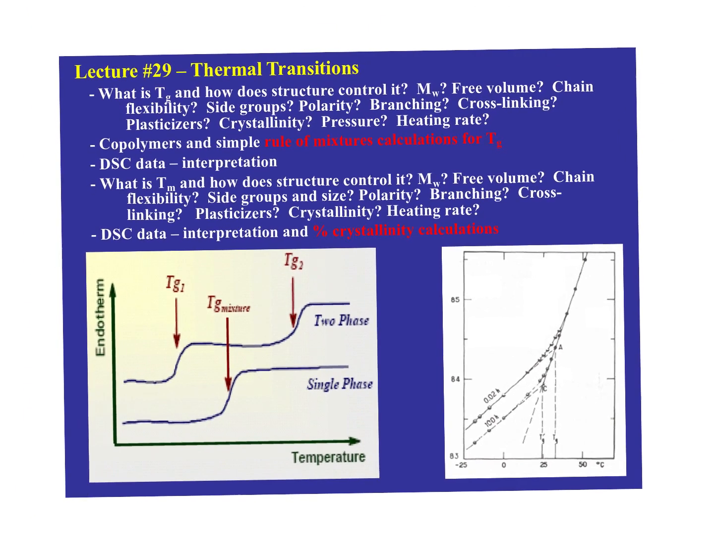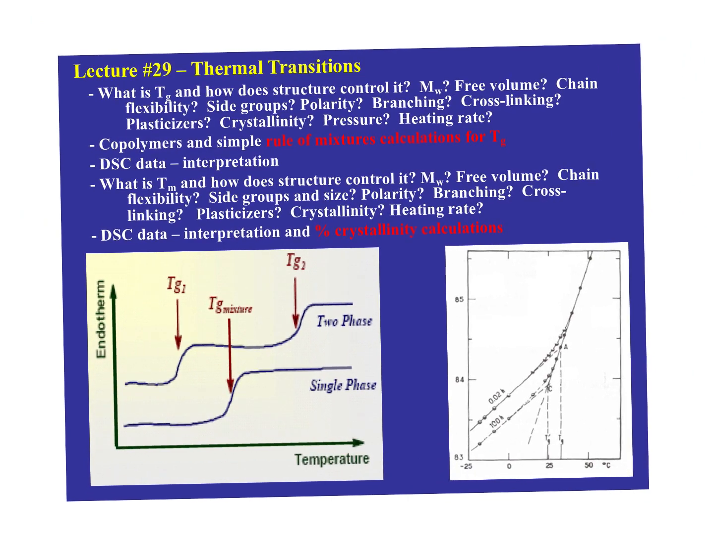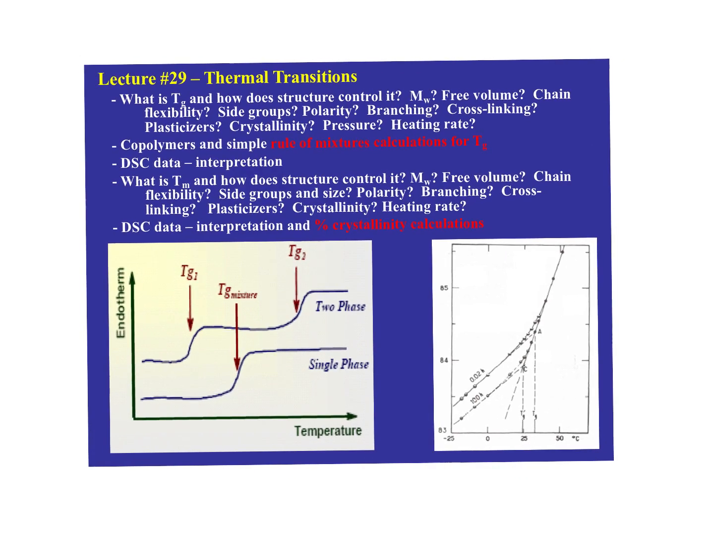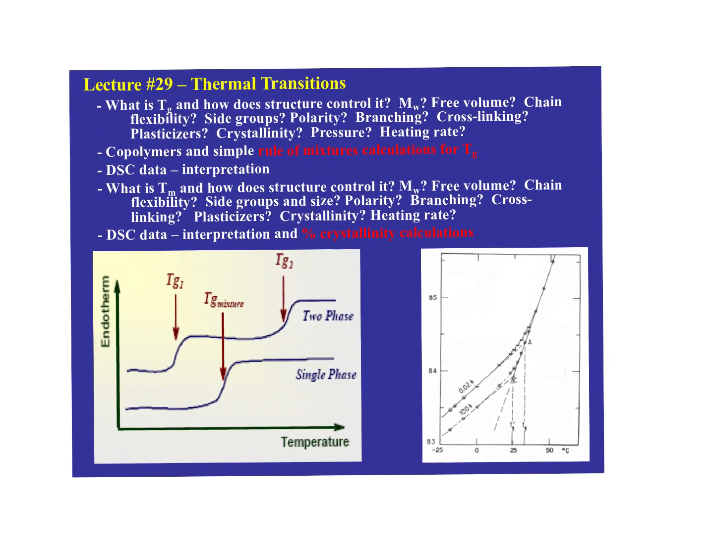And then, of course, thermal transitions. And so you should know what TG is and how structure can control it. It's one of those abstract things which you should have at least a good intellectual handle on at this point. How does molecular weight control it? Free volume, chain flexibility, side groups, polarity, branching, cross-linking, plasticizers, crystallinity, pressure, heating rate. So you really need to know what TG is and how these factors can either impede or improve the glass transition in these systems. All right. Hopefully that's kind of all second nature at this point.